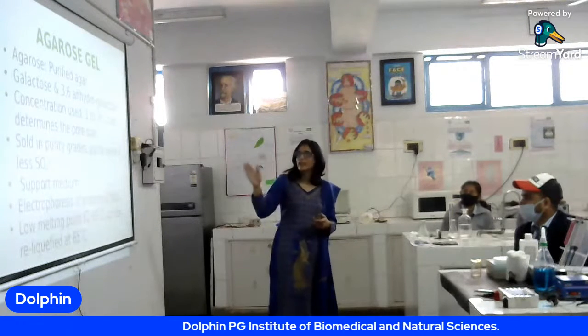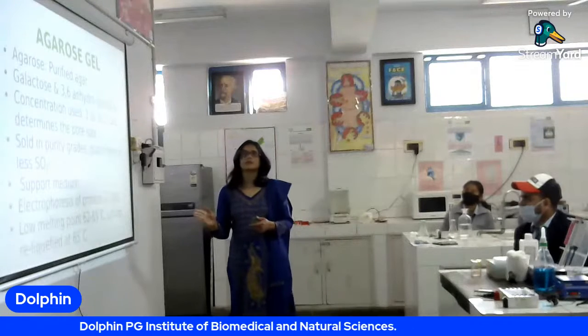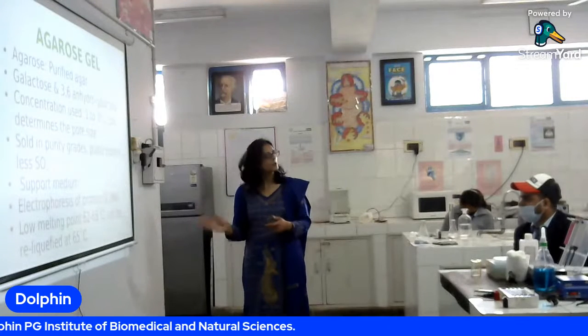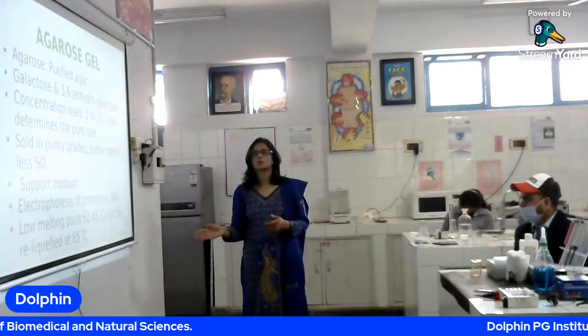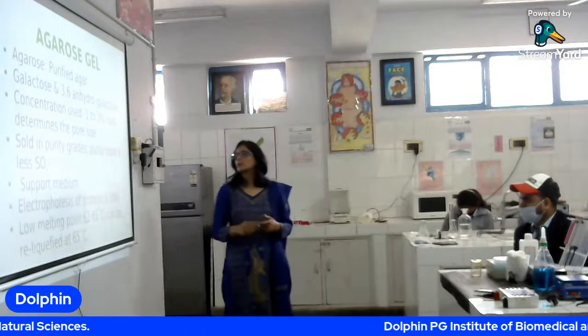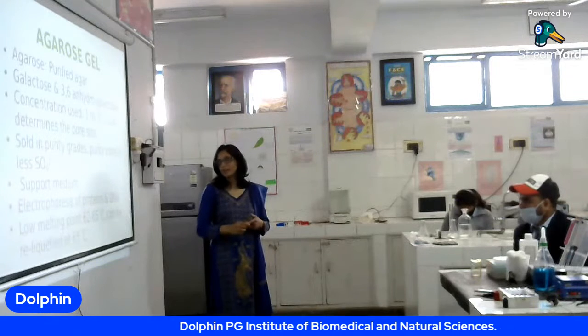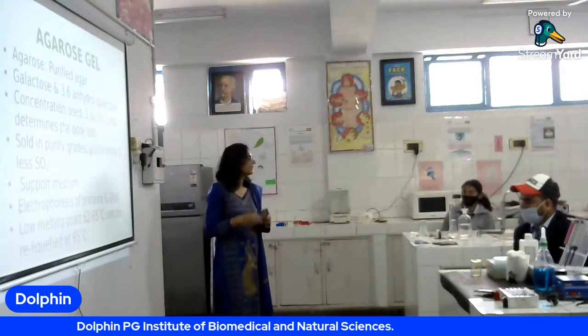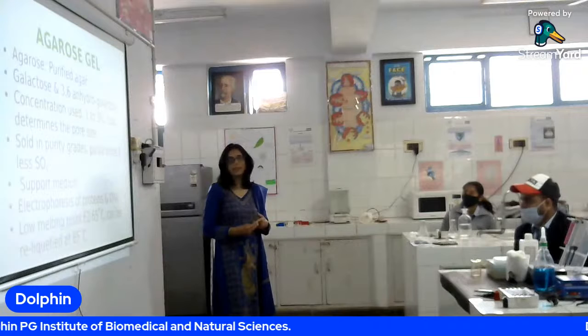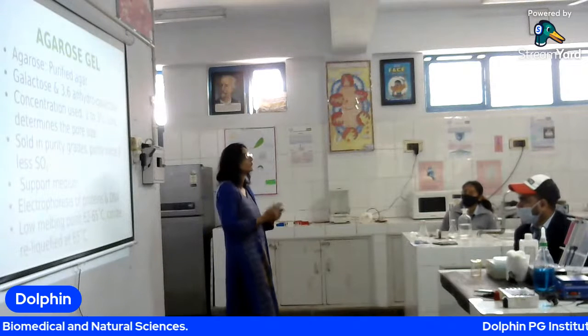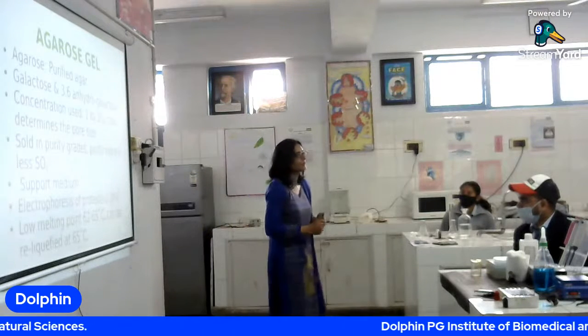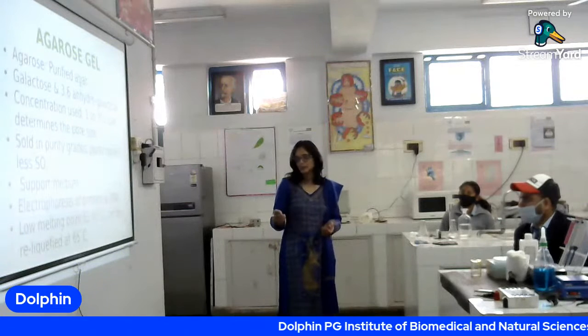So this agarose gel is used for the electrophoresis of protein and DNA molecules. Agarose की property क्या है? It has a low melting point, 62 to 65 degrees Celsius, and it can be re-liquefied at 65 degrees Celsius. So that's why we are using this matrix, agarose. इसलिए हम इस agarose का ही gel बना रहे हैं.